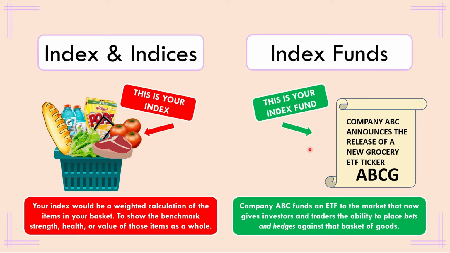So they're going to create a smaller, even more calculated and weighted basket of goods that they're then going to compile an inventory of stock on, and then they're going to trade that as the ETF ABCG to the market. So company ABC funds an ETF to the market, and that gives investors and traders the ability to place bets and hedges against the larger basket of goods, which is the whole economy.